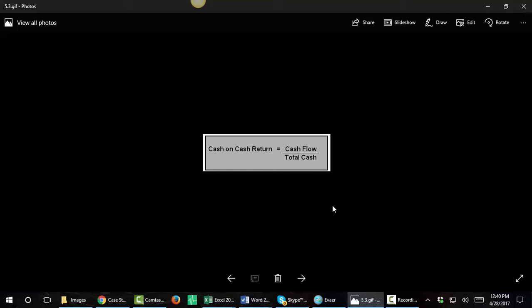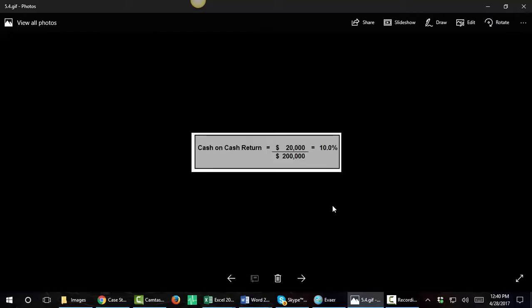The cash on cash return is really how much cash flow is left after all expenses, including debt service, divided by the total cash invested, right? So if I'm investing $100,000 into a deal and I'm getting $10,000 back of cash flow after all expenses are paid, I would have a 10% cash on cash return.